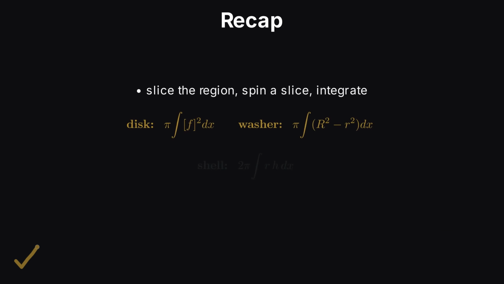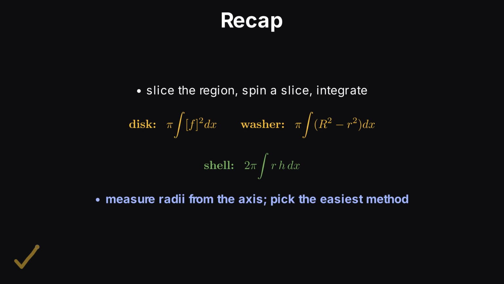Recap: to find a volume of revolution, slice the region, spin a slice, and integrate. A disc is pi r squared dx. A washer subtracts the hole, pi times big R squared minus little r squared. A shell is 2 pi times radius times height dx. Measure every radius from the axis and pick the method that keeps things simple.